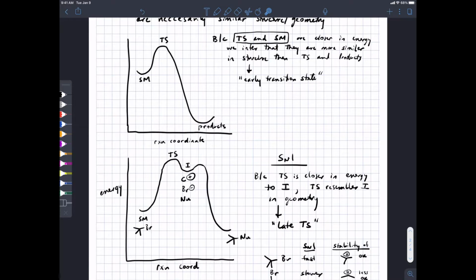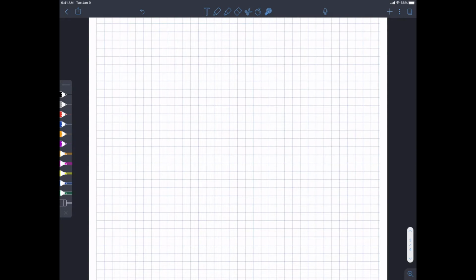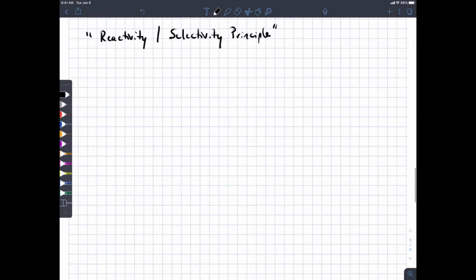Okay. A related rule of thumb, and it's sort of derived from the Hammond postulate, is what is called the reactivity selectivity principle. And this one maybe applies even less than the Hammond postulate does, but you will hear people talk about it. And the idea is this: more reactive reagents are less selective in terms of where they will react.